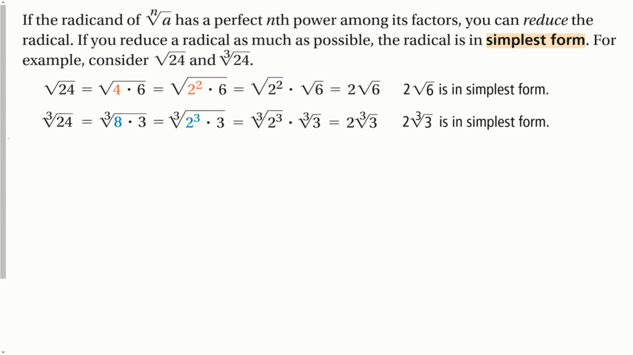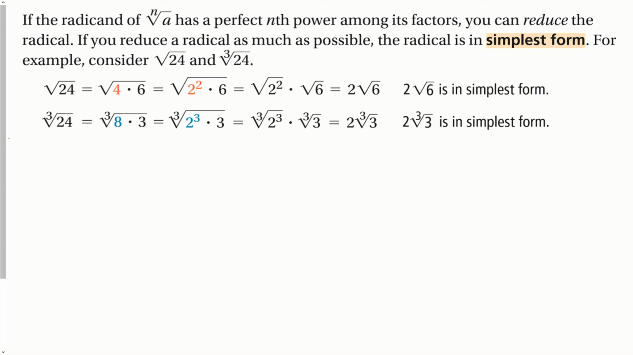Okay, so speaking of simplifying radicals, if the radicand of the nth root of a has a perfect nth power among its factors, we can reduce the radical. If you reduce the radical as much as possible, we say it's in simplest form. So let's look at two different radicals, square root of 24, third root of 24.